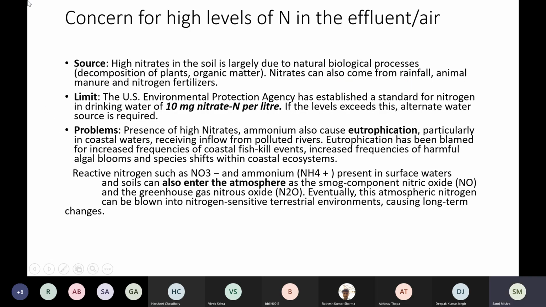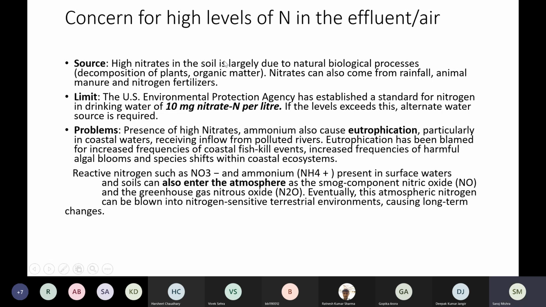So just to give you an idea, the concern for high levels of nitrogen in the effluent has been recognized. So what is the source of this nitrogen? High nitrates in the soil are largely a source, because although we are talking about soil here, remember that because of rainfall, irrigation and other practices, even if there is high nitrate in the soil, eventually it can end up in the water bodies and cause pollution.